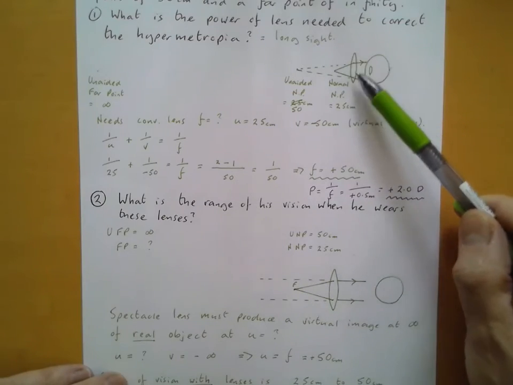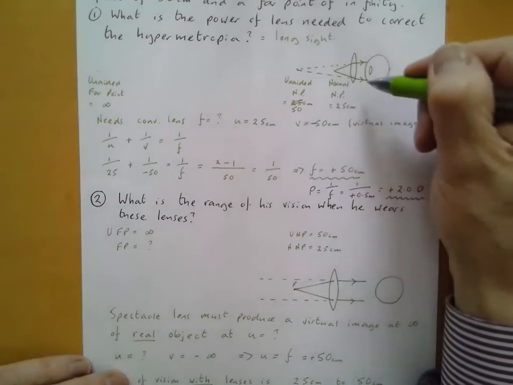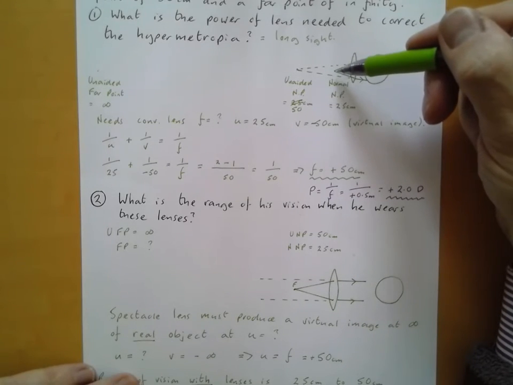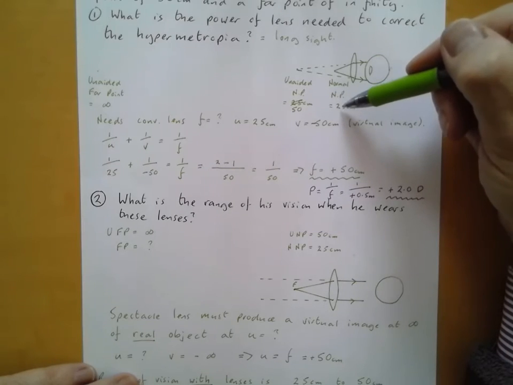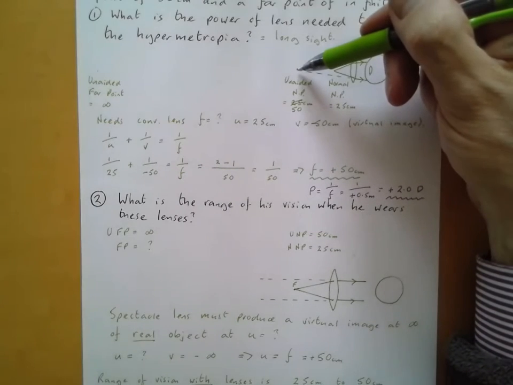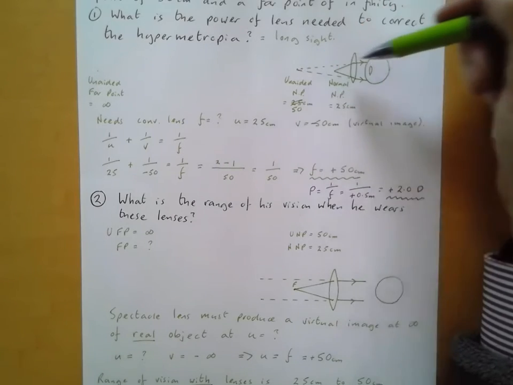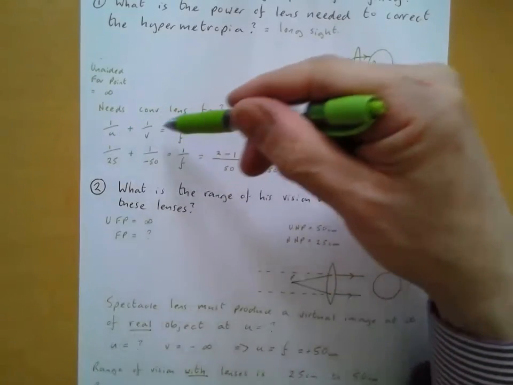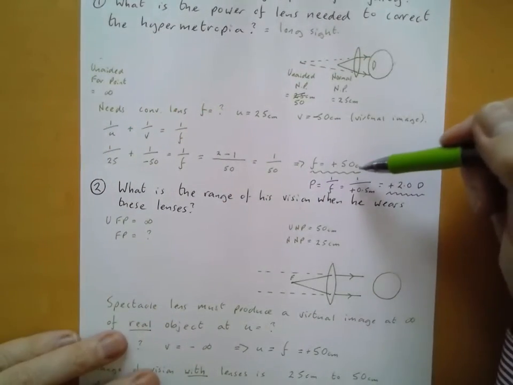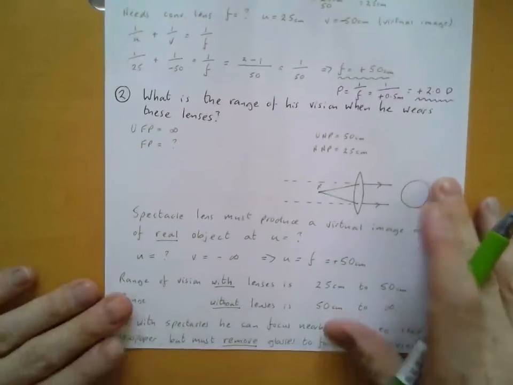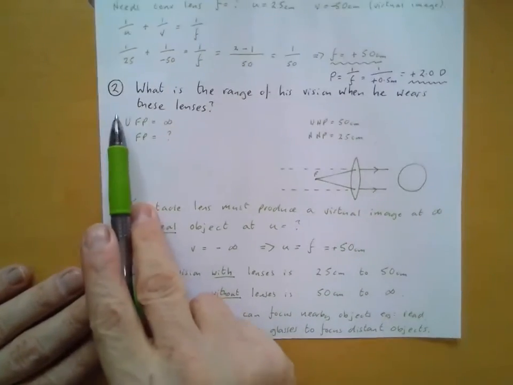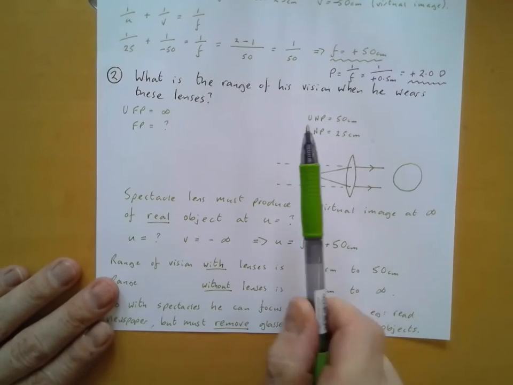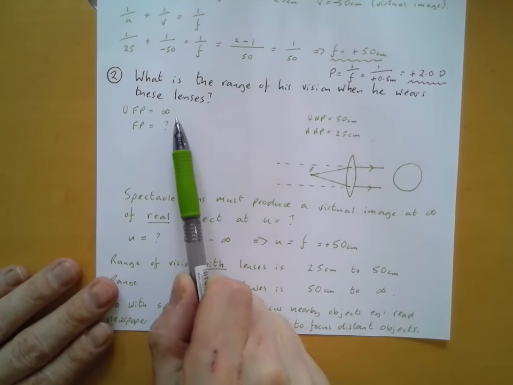Now, he needs a converging lens to converge the light a little bit, so that an object placed at his normal near point of 25 centimeters produces a virtual image at his unaided near point, and then his eye lens can deal with that. So u is 25, v is negative 50, and when we put that through the lens formula, we come up with a focal length of plus 50 centimeters. So far, so good. The tricky bit then, I think, is working out the range of his vision when he wears these lenses. Without the lenses, uncorrected, his range is 50 to infinity.